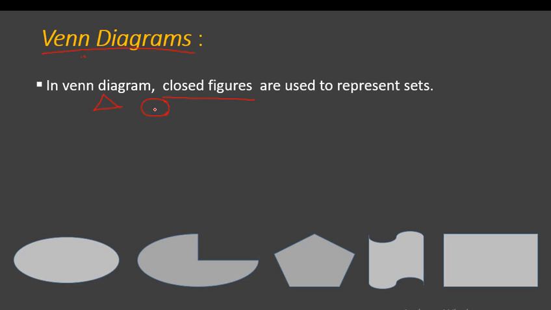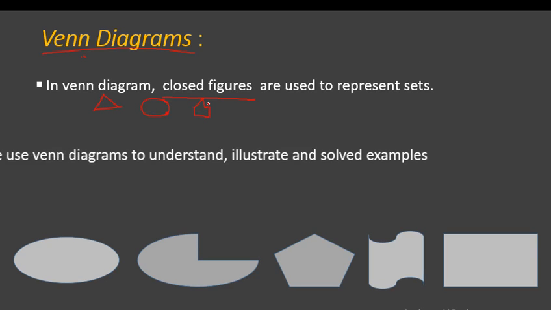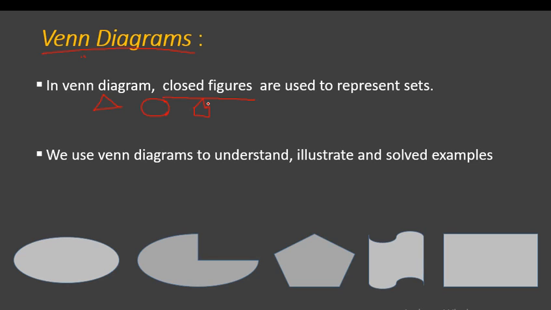Let's take another example. Now we have some figure like this. This is not a closed figure, and if we complete both the ends and the interior part is completely visible, then we say this figure is a closed figure. This way we can first identify whether a figure is closed or not. Now we use Venn diagrams to understand, illustrate and solve examples based on sets. So let's understand with an example.